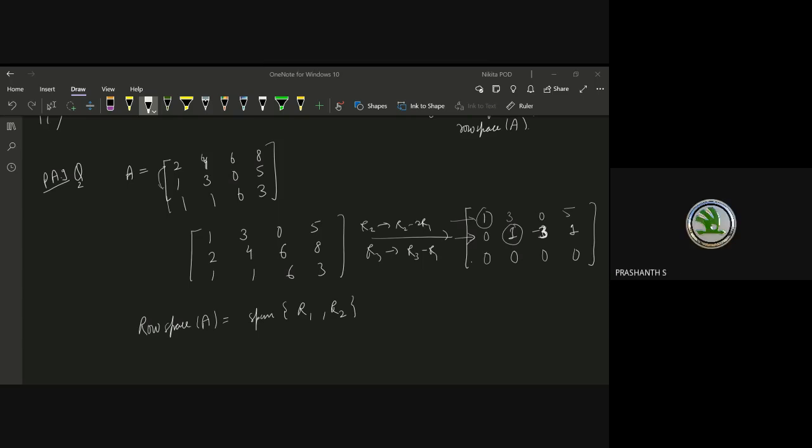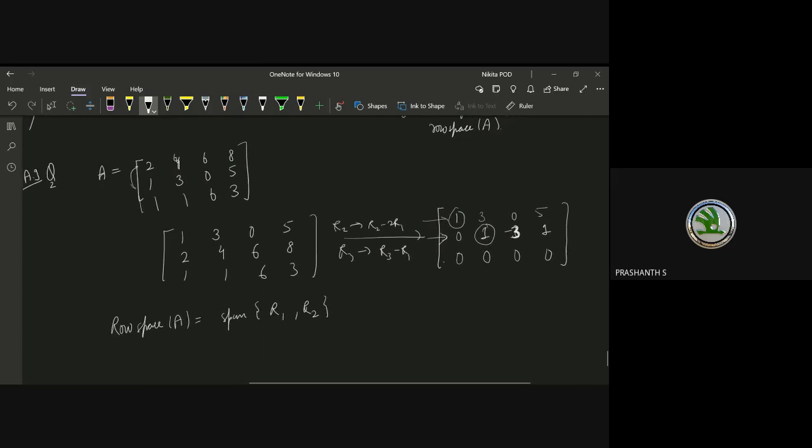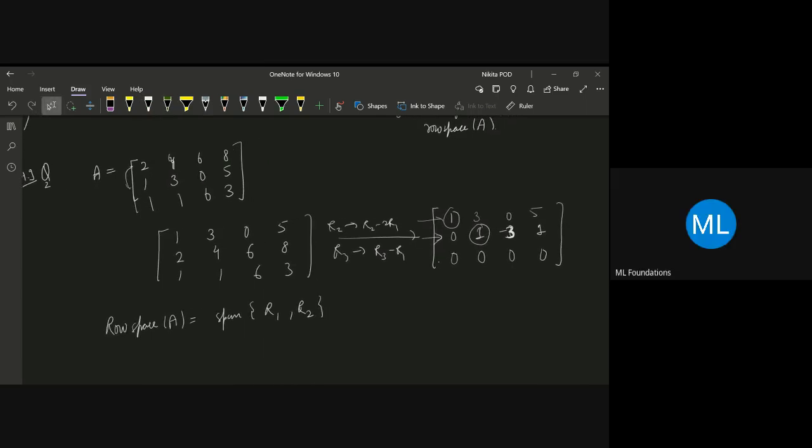Ma'am, should we take A transpose now for finding the row space? No, you can convert this to the row echelon form or reduced row echelon form, and take the non-zero rows of U, and that will also give you the row space of A. That's why I think, why is the answer not coming?